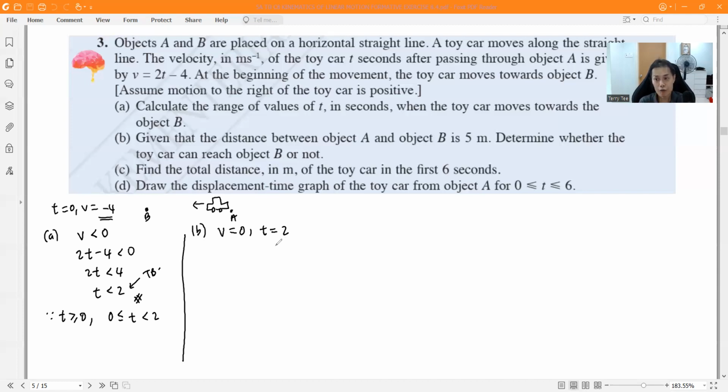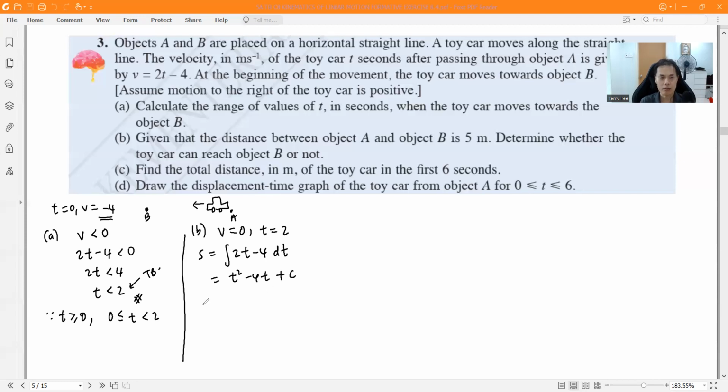So we're going to find how far it goes to the left. We need to take this t equals 2 and substitute it inside your displacement function. The problem is I don't have a displacement function, right? So we need to integrate V to get your S. This will give us t squared minus 4t plus c.